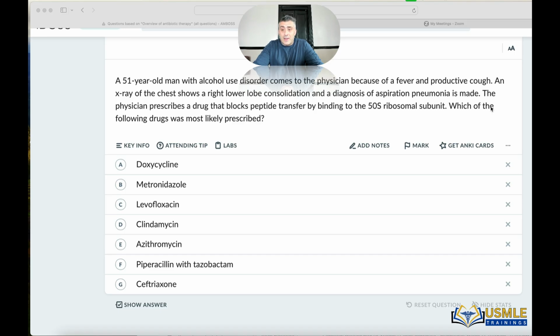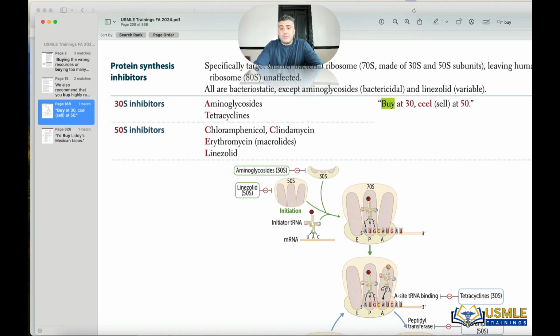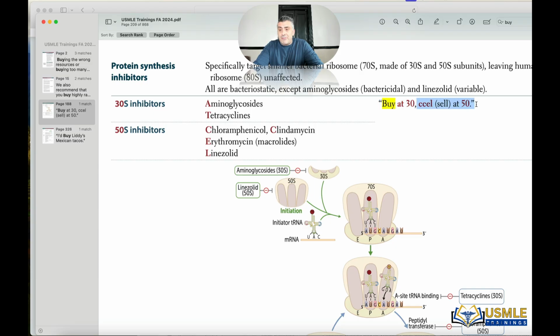Always read the last three lines. The physician prescribes a drug that blocks peptide transfer by binding to the 50S subunit. 50S subunit. Automatically, what I think to myself is this: take the first 8 out. Buy at 30, sell at 50.